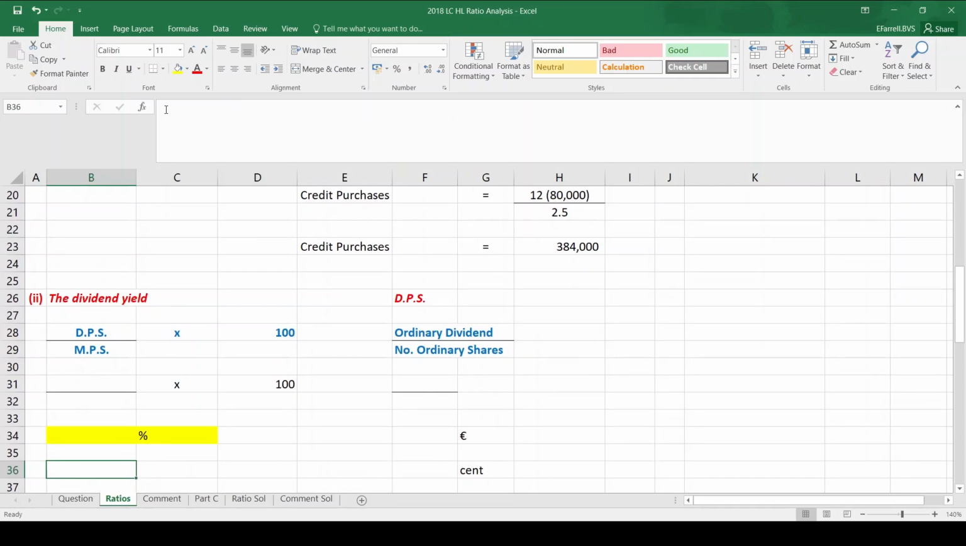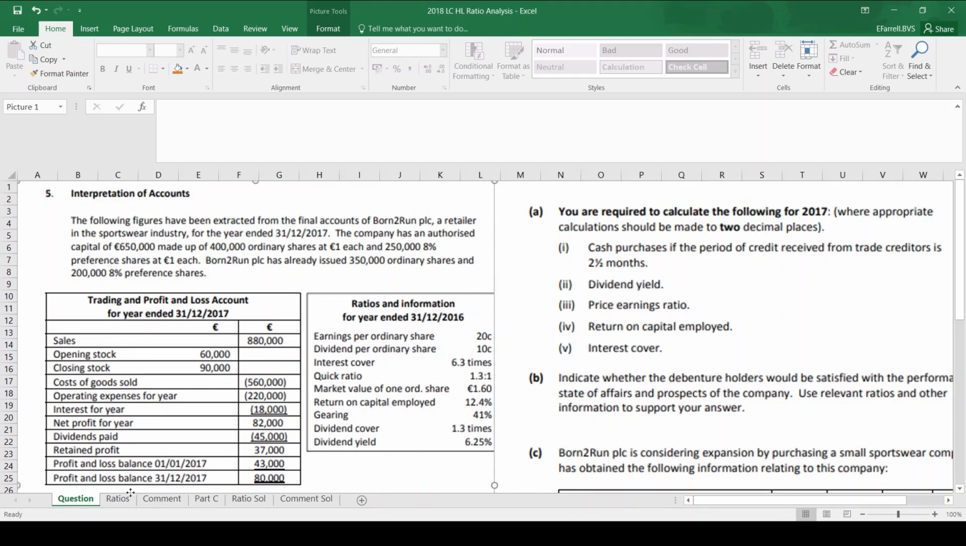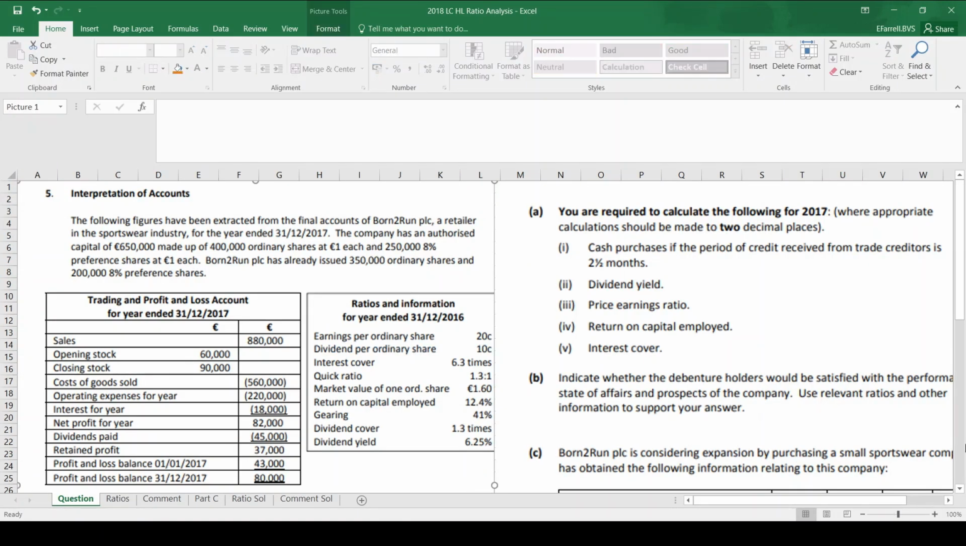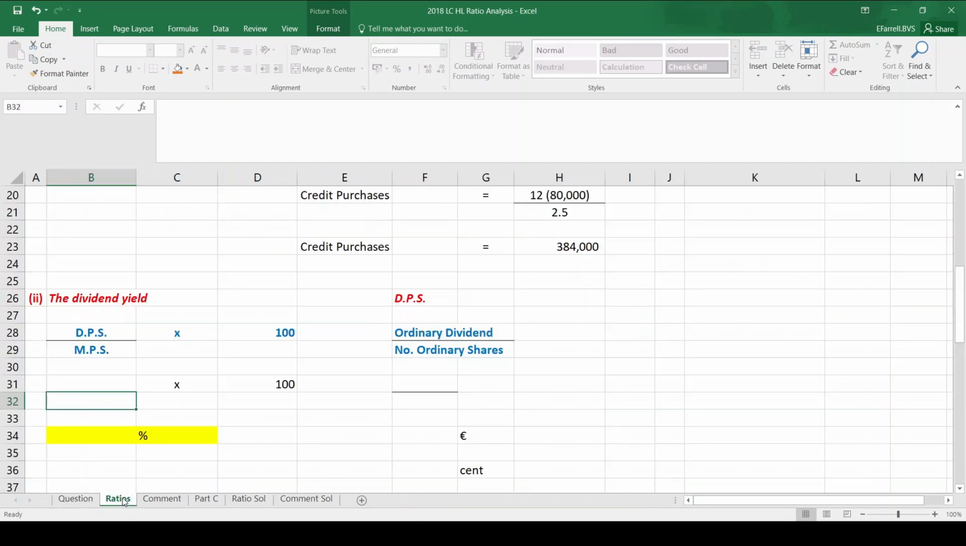The second ratio we were asked to work out is the dividend yield. So the formula for dividend yield is dividend per share divided by market price per share multiplied by 100. Now, the market price per share is easy. It's usually given to you in the question underneath the balance sheet. The market price or market value of a share is €1.35. When I'm working with these, I would usually put them in cent, because earnings per share and dividend per share are usually in cents. So market price per share is 135 cents.